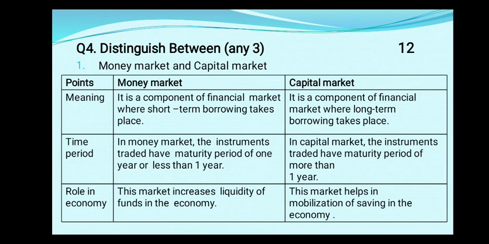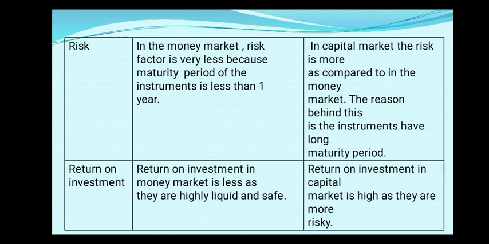First point is meaning. Meaning, money market is a market for lending and borrowing of funds for short term. It is a market wherein lending and borrowing of funds take place for a short period of time. Then, what is capital market? It is the market for borrowing and lending long-term capital required by business enterprises. You should write 5 to 6 points, that is time period, then instruments, then institutions, risk, return on investment, etc.